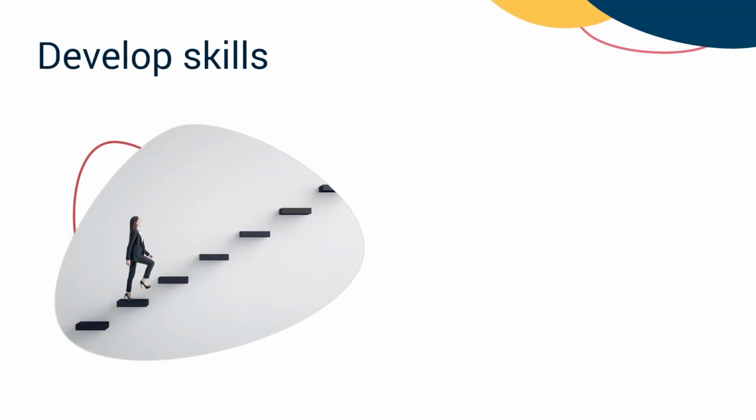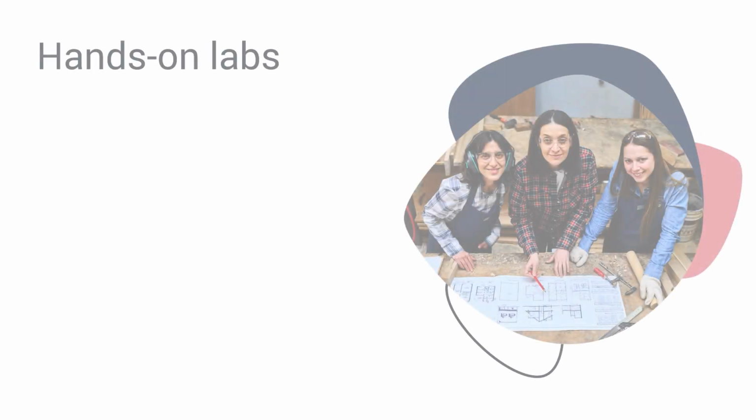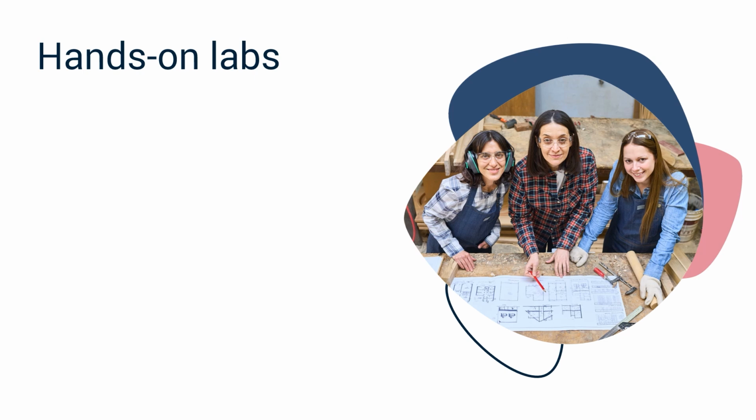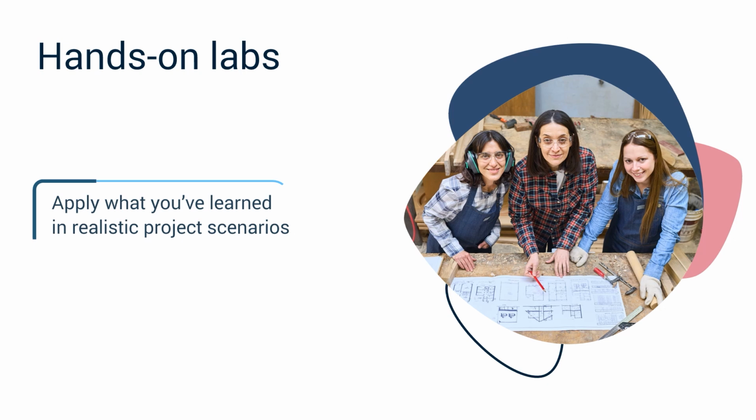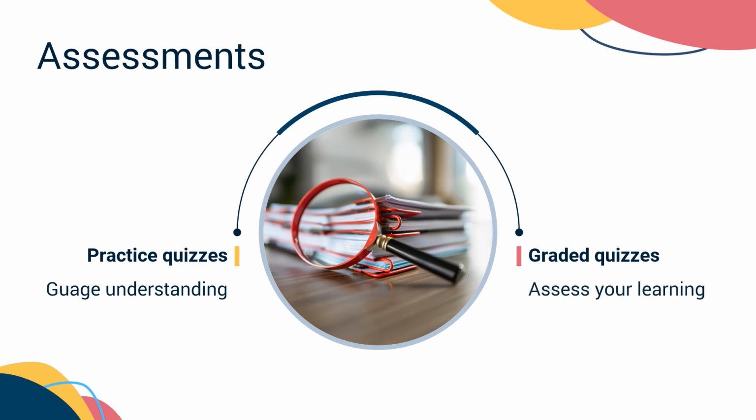Through the instructional videos and applied hands-on labs, you will develop the skills needed to create a product vision, prioritize work effectively, and maximize product value, which in turn directly impacts the product success. Each module has one or more hands-on projects. These labs reinforce ideas learned in the instructional videos by applying what you've learned in realistic project scenarios. Practice assessments in each lesson let you gauge your understanding of the course materials along the way. Graded quizzes at the end of each module help you assess your knowledge of what you learned in that module.